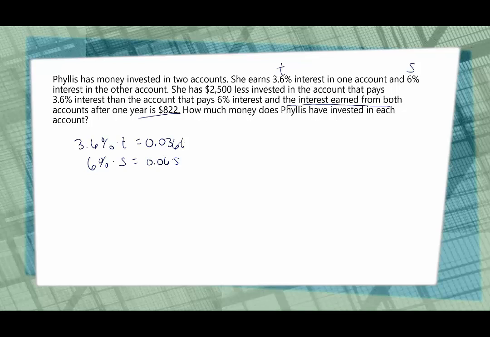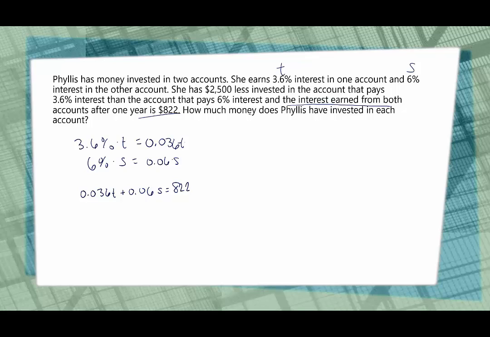Okay, so what we know is that the interest is $822. So here's the interest from the account that pays 3.6. Here's the interest from the 6%. If we add those interests together, that's going to be $822. So we're going to say the interest from this account plus the interest from this account is equal to $822. And we have this problem again. I have one equation and 2 different variables.